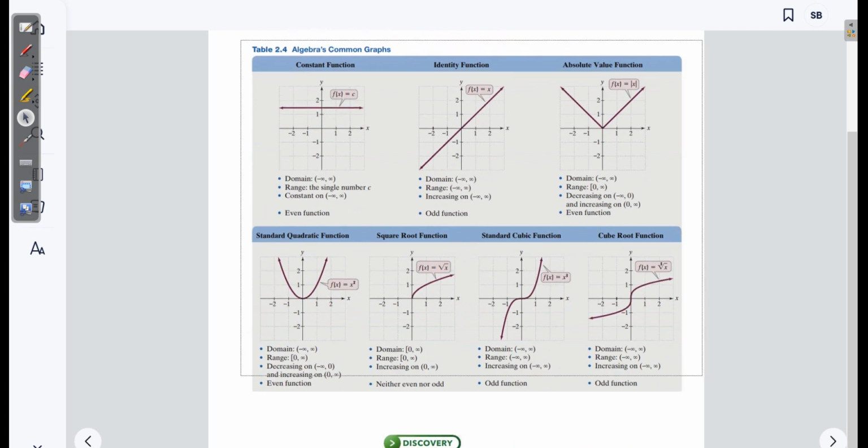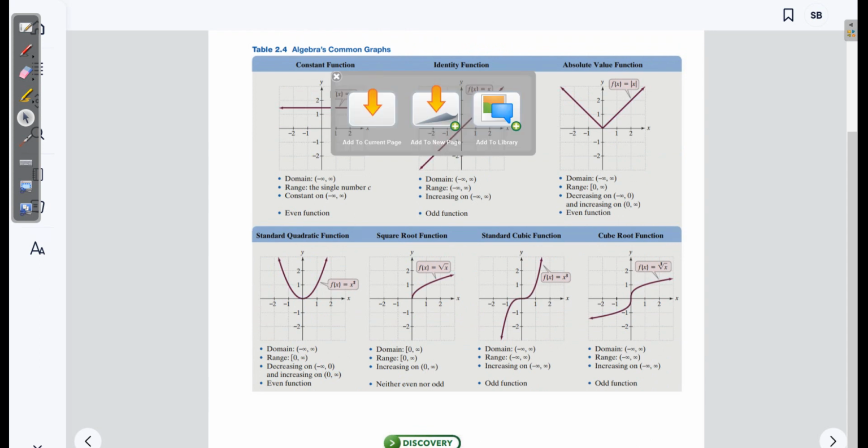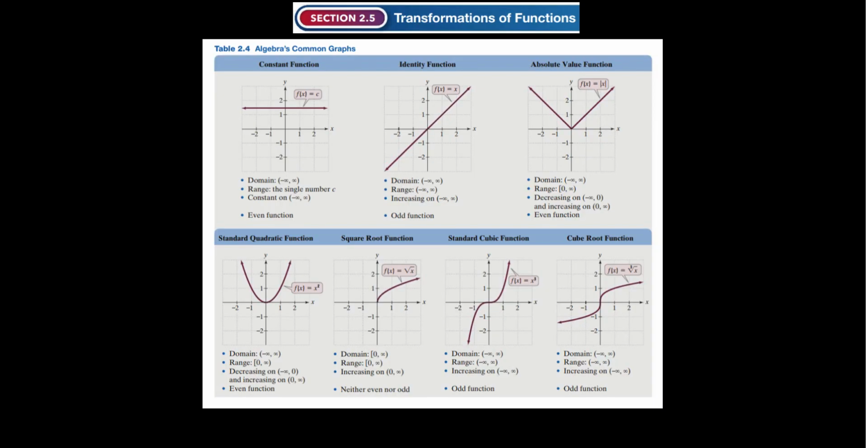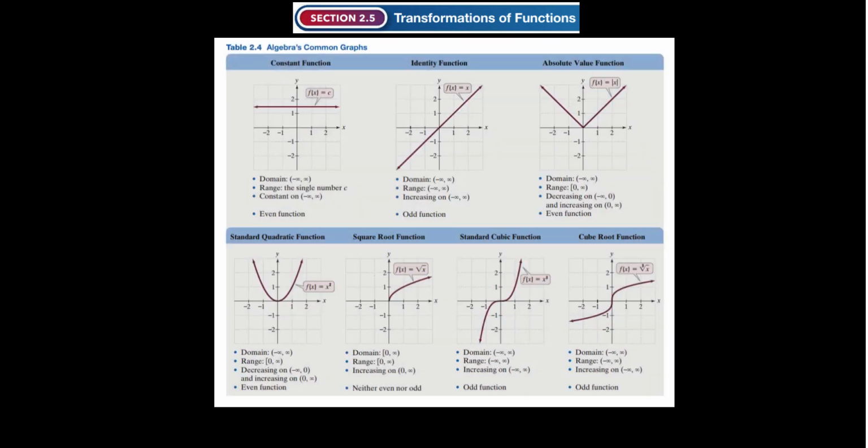All right, so starting off, we're going to talk about what I like to call parent functions. Parent functions are functions whose behavior is the same throughout. You need to memorize which algebraic equation corresponds to each parent function. Things will change with these parent functions, and that's where the transformation comes in, but you need to know the base form of these equations.